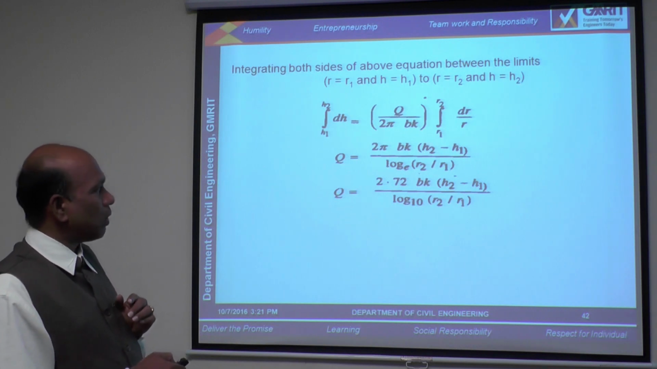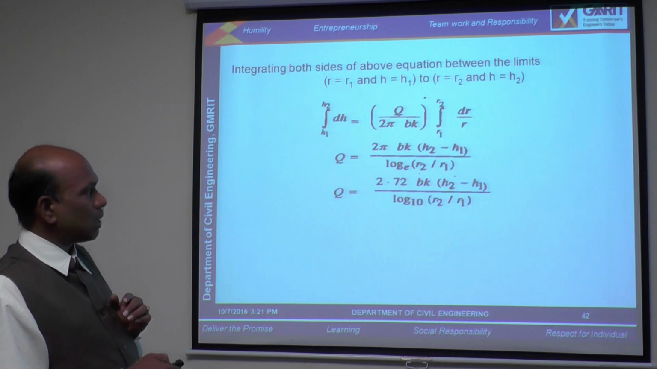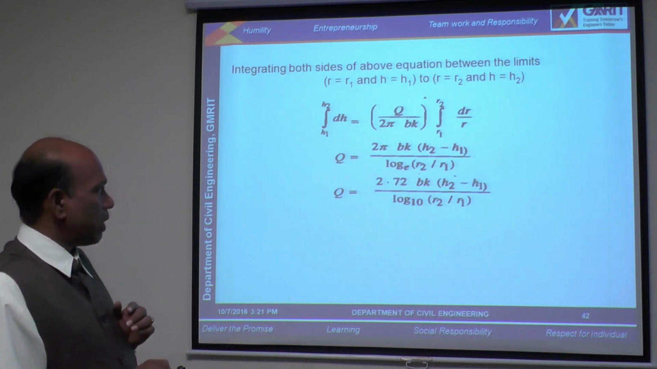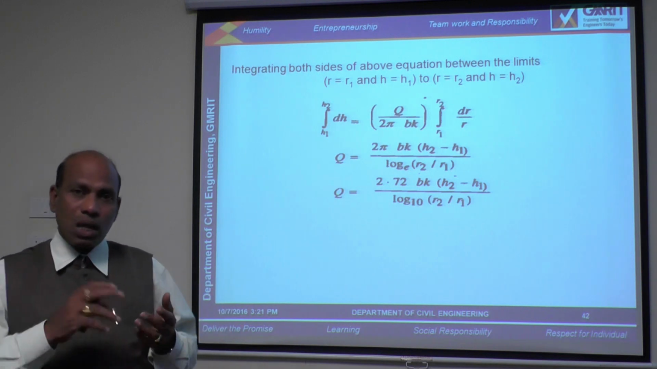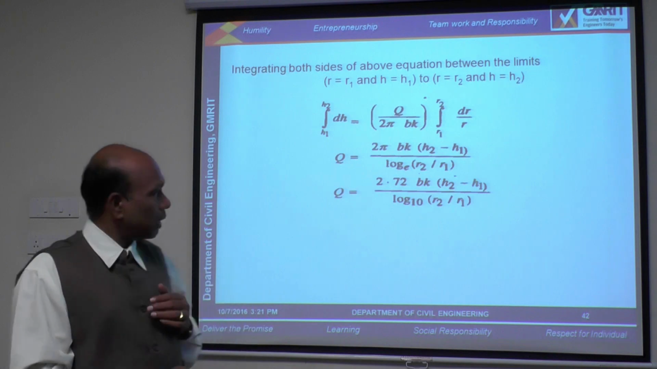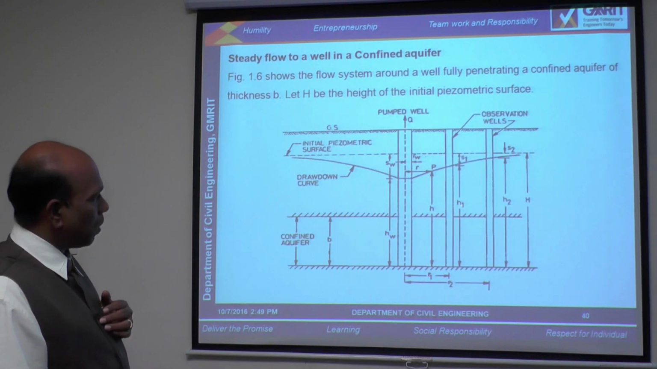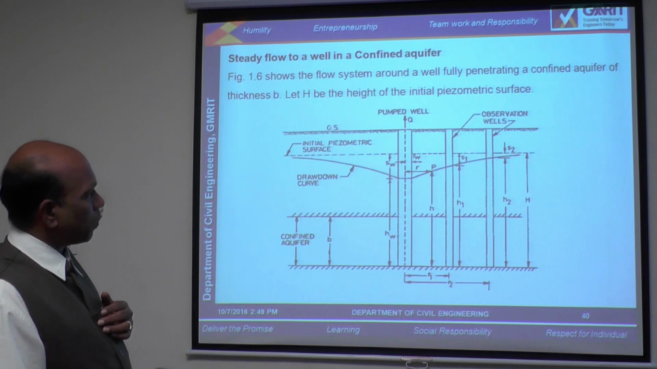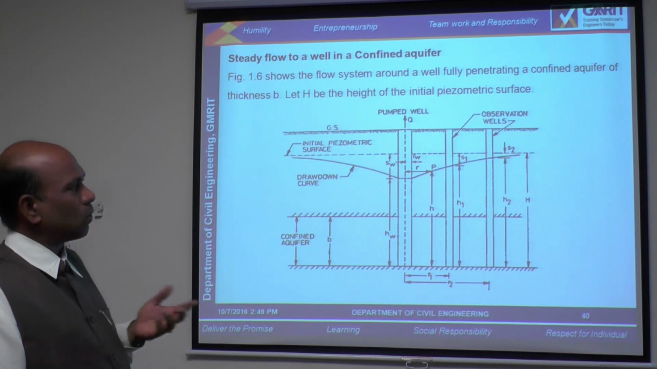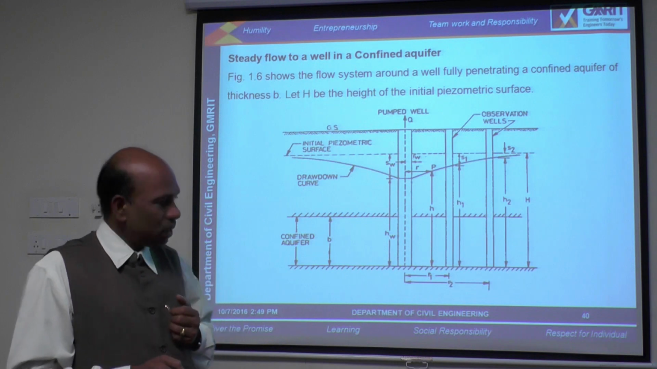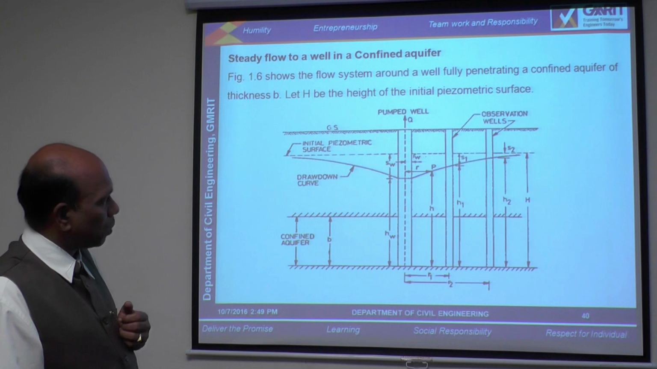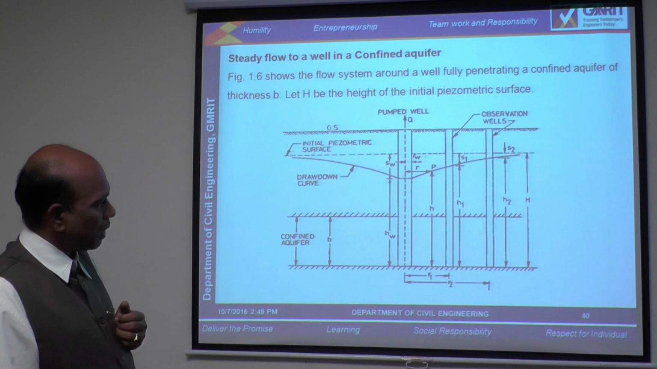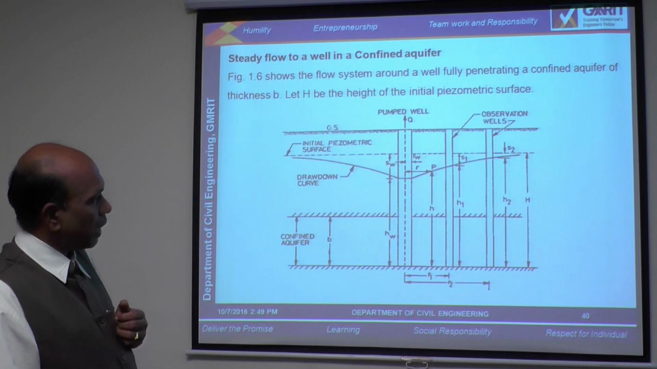If H2 and H1 are not given, that is, the water levels available in observation well number 2 and observation well number 1, and instead they have given drawdowns, that means instead of H1 and H2 they give S1 and S2, what are we going to do now? Here we apply one technique: the total from the piezometric surface to this level is equal to H. H is equal to what?